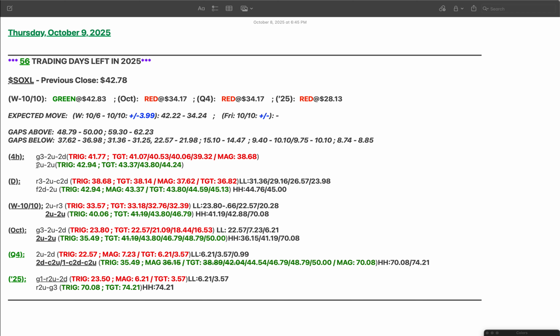There we go. So on the 4-hour to the upside, 2 up, triggering at 42.94. Targeting 43.37, 43.80, and 44.24. That's the 4-hour. Apologies for any confusion there.